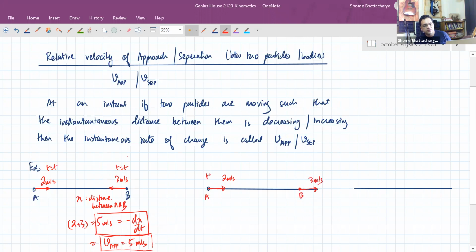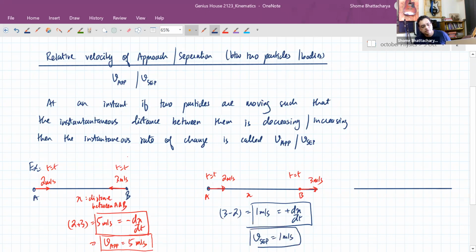And this is some instant of time t when we are looking. So at this time we can see what is happening to x at the given instant. At the given instant, 3 minus 2, that is the relative velocity of B with respect to A, 1 meter per second. It is the rate at which x is increasing. So that means we can see that A and B have a separation velocity of 1 meter per second.